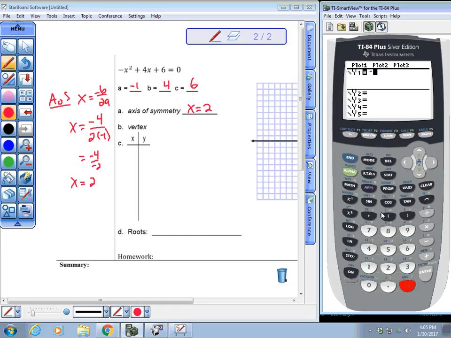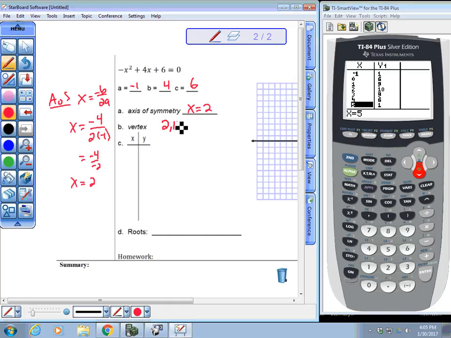So -x squared plus 4x plus 6. Second, in the table, we're going to center it around the 2. So bring it down just a little bit. Here's my 2 with 10. So my vertex is 2, 10. And my table is going to be -1, 1, 0, 6, 1, 9, 2, 10, 3, 9, 4, 6, 5, 1.